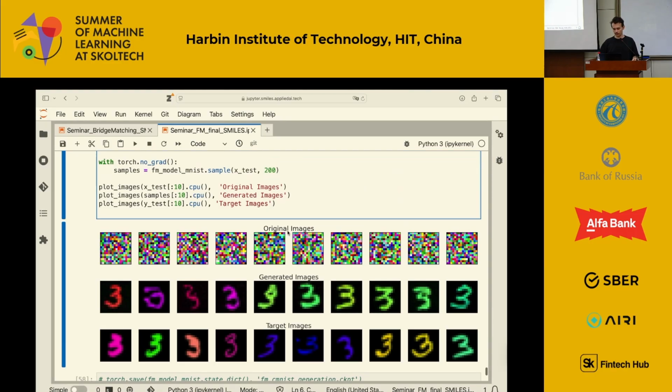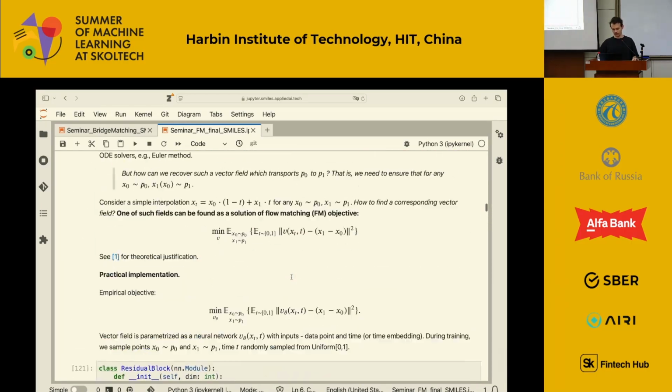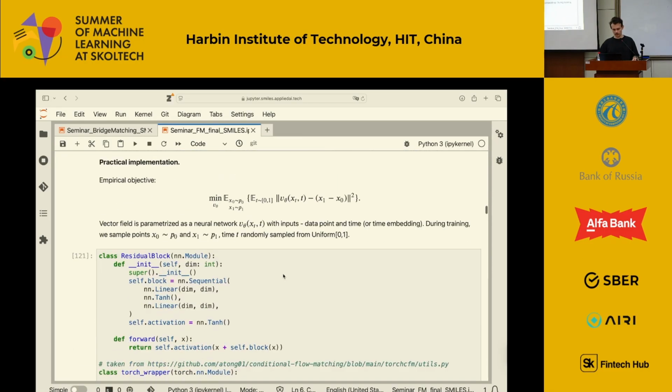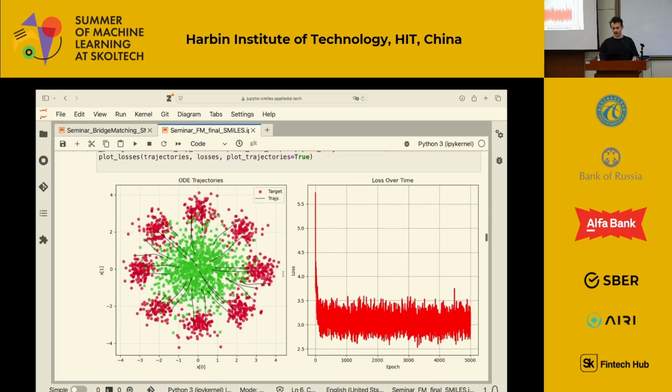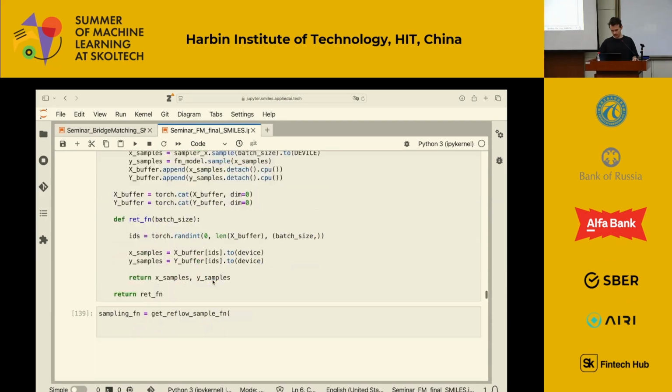So a little bit of a recap of what we have done in this seminar. First, we started from a theoretical recap of how flow matching works. Then we implemented flow matching on this toy Gaussian to 8 Gaussians problem. We visited 3 versions of flow matching. Let me scroll to it.